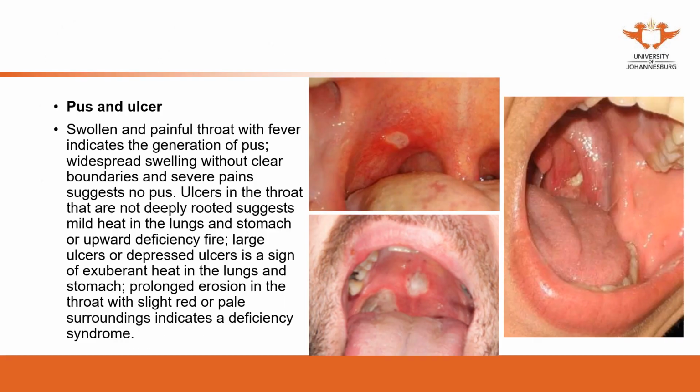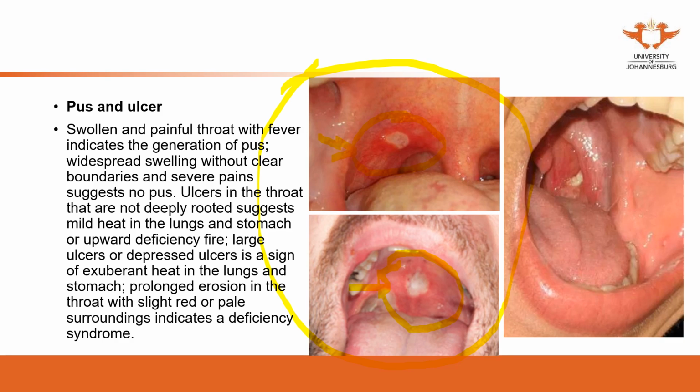The pus and ulcer. When you see these two images, the one on the left side, you can see these two patients have ulcers close to the throat. What you can see is the difference around the ulcer. The top one is red compared with the bottom one. The bottom one is pale. So with these two appearances, you need to think about the causes.